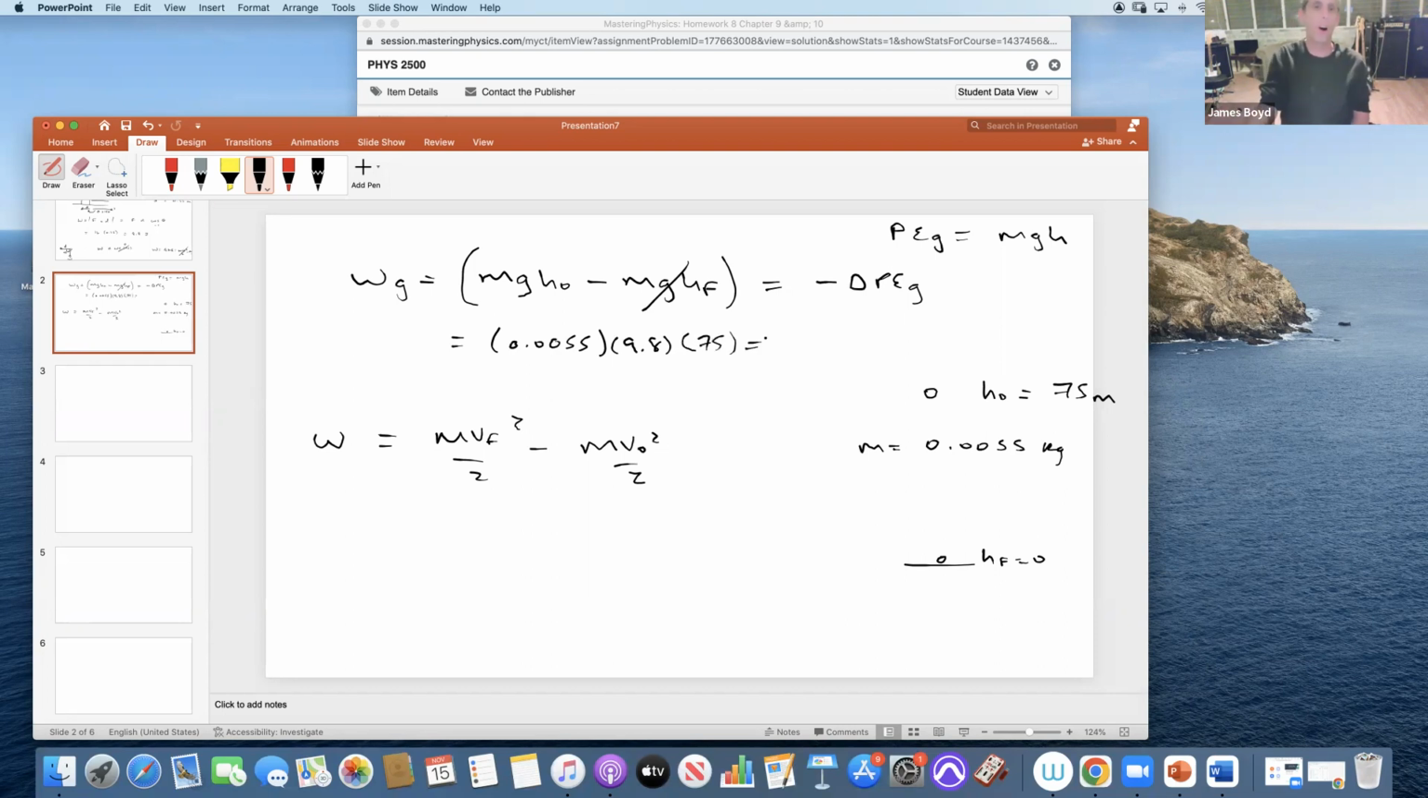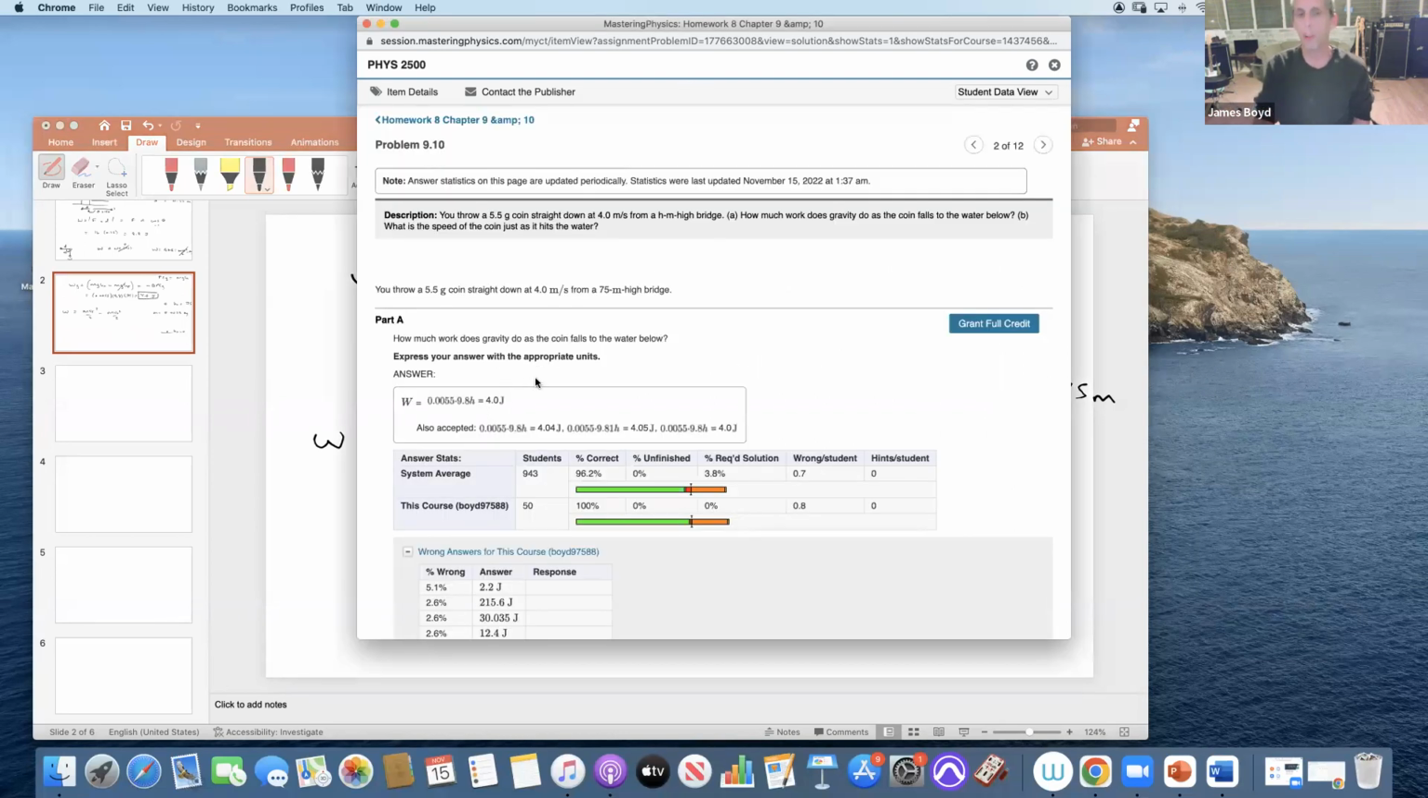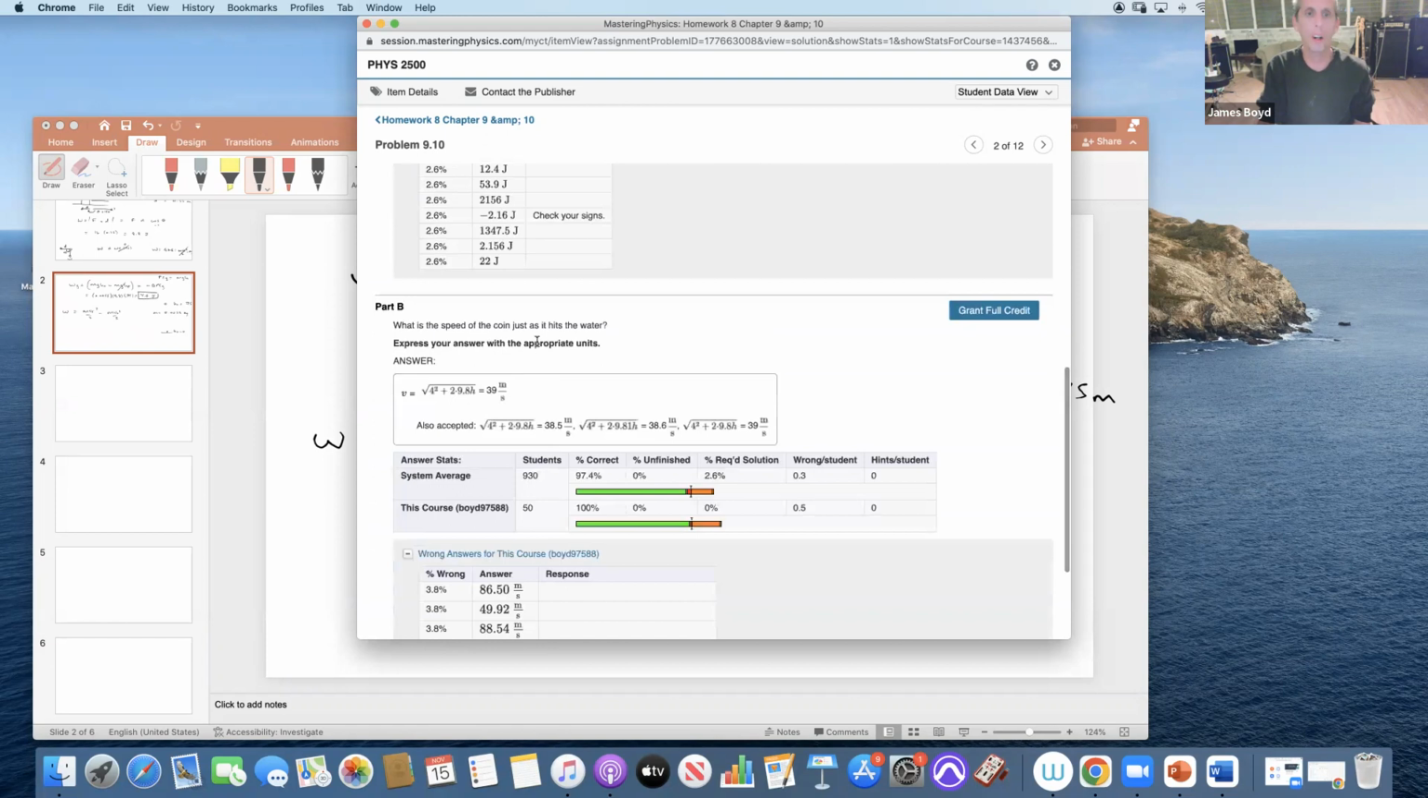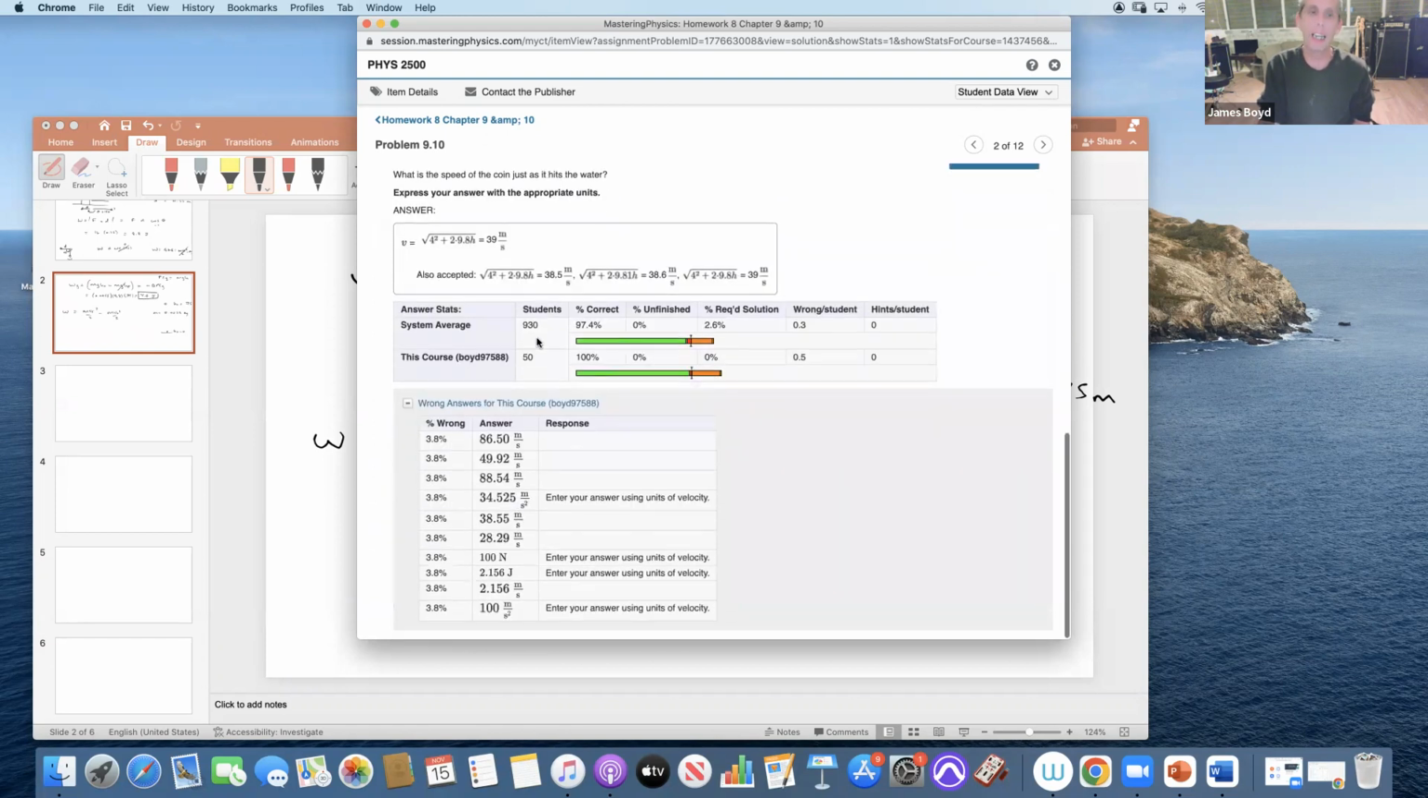And so our work will be 0.0055 times 9.8 times 75. For me I get 4.04, so 4.0 joules, if I'm going to use 2 sig figs. Now, what is the speed as the coin hits the water?